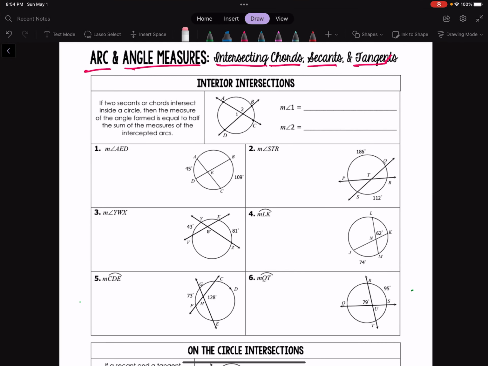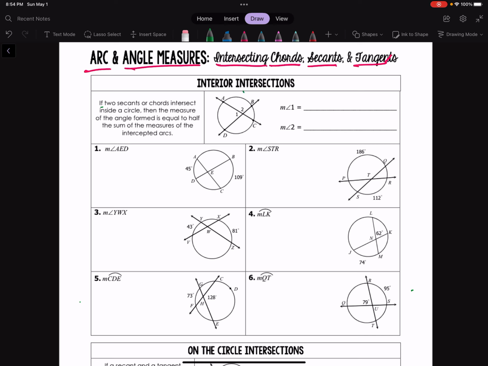Hello students. Today we'll be learning about the rules for intersecting chords, secants and tangents. For today's lesson I'll be talking about interior intersections, that is, intersecting chords or secants. So this is about secants.